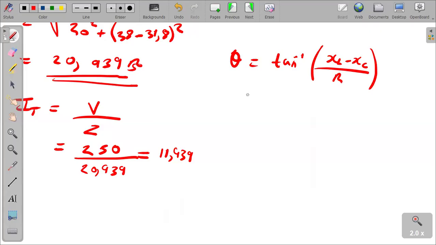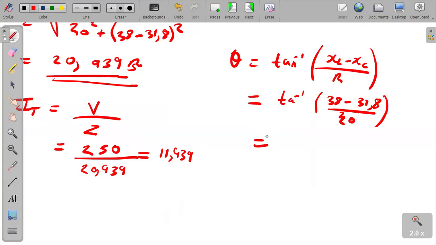Or theta is equal to arcsin of XL minus XC over Z. We can still get the same answer. Okay, so I'm going to stick to this one directly. Arctan of 38 minus 31.8 over 20. Right, that's what we've been given there.